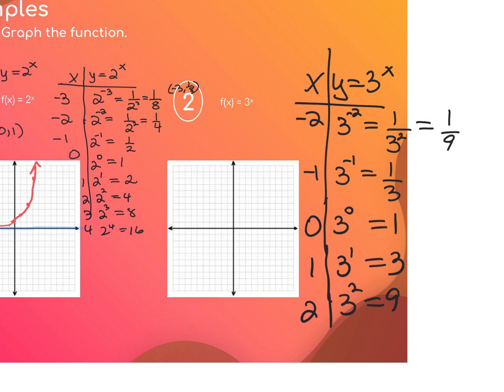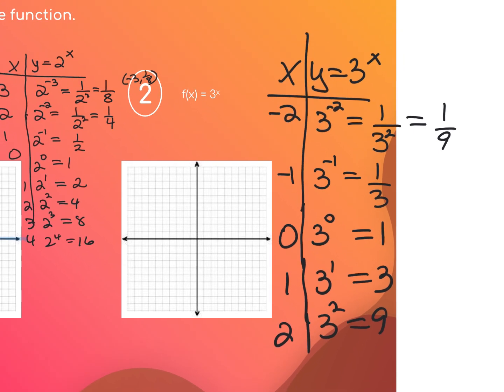So let's go ahead and graph some of these. So again, I can put on -2 and 1/9, so really close there. And then it's got the 0, 1 that they're all going to have. Then it's got the 1, 3, and then the 2, 9, way up here. So again, it's got this horizontal asymptote here. So the graph is going to skim along that, and then it's going to sweep up.